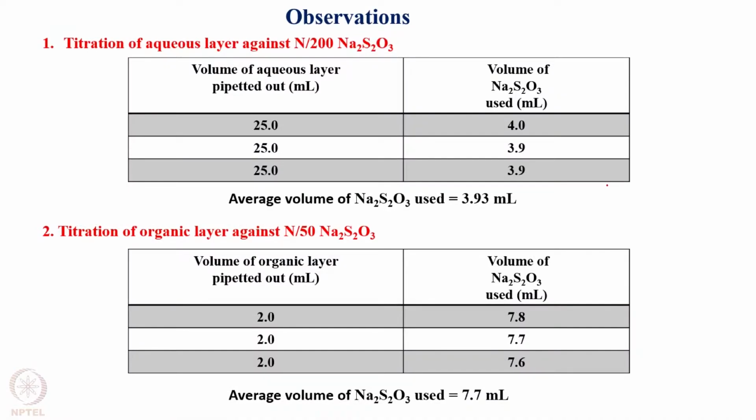These are the results that were obtained after titrating the aqueous layer, and the volume of sodium thiosulfate which was consumed is mentioned here. Concordant readings were obtained, and the average volume of thiosulfate consumed is 3.93 ml when the aqueous layer was titrated against N/200 sodium thiosulfate solution. Similarly, when the organic layer was titrated against N/50 sodium thiosulfate solution, the values obtained were 7.8, 7.7 and 7.6 ml, and the average volume of sodium thiosulfate corresponds to 7.7 ml.